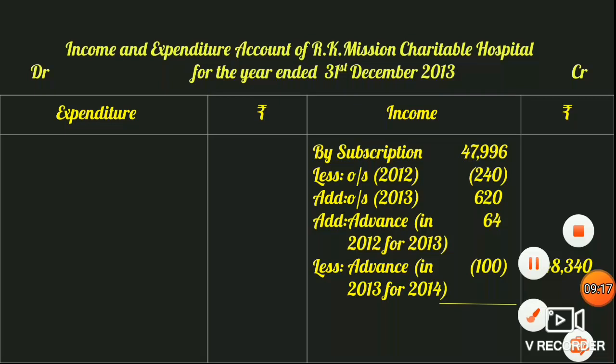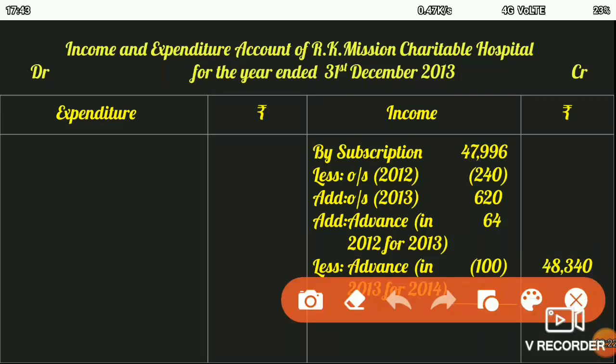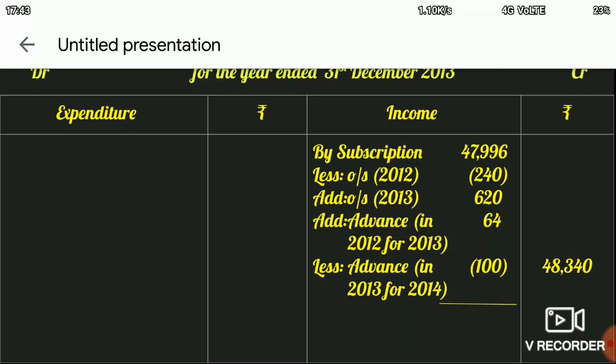After the adjustment, the total subscription can be shown. The total subscription is 48,340, which is the current year's subscription. Okay.